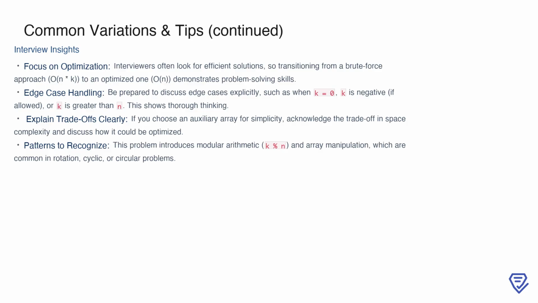If you choose a simpler approach, such as using an auxiliary array, make sure you explain the trade-offs you're making, particularly the increased space complexity. Finally, this problem introduces key patterns like modular arithmetic and array manipulation, which are common in other rotation or cyclic problems, so recognizing and leveraging these concepts can give you an edge.